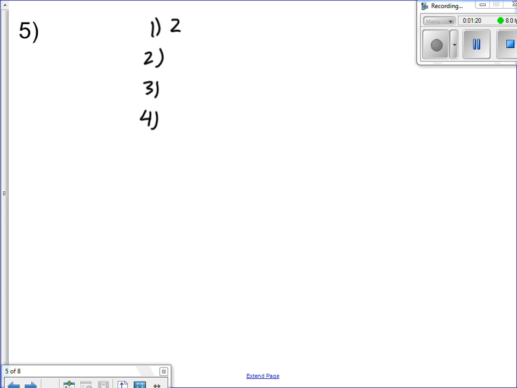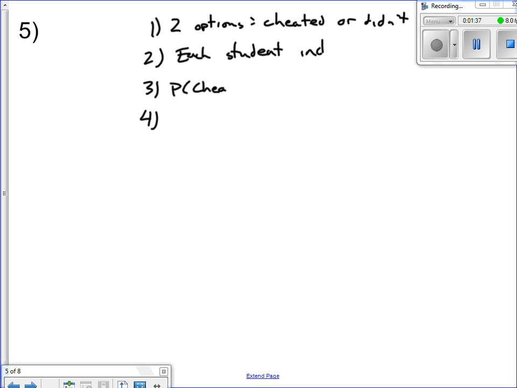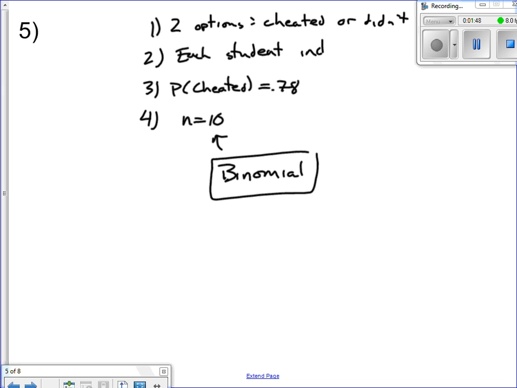There are two options. They either cheated or didn't. Each student is independent. We have the probability that they cheated. We're told is 0.78. And this time we have a fixed number of trials at n equals 10. Right here, by the time we get to number 4, we realize this is a binomial situation.